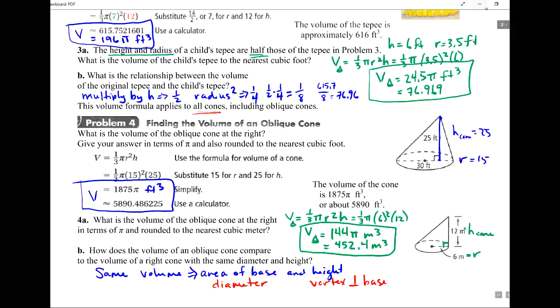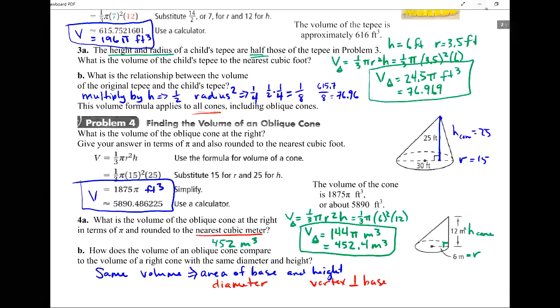And if we put that into our calculator, to the nearest cubic meter, that means a whole number would be 452 meters cubed. Standard is 1 or 2 decimal places, but we were told nearest cubic meter. All right, and that one was easy enough.